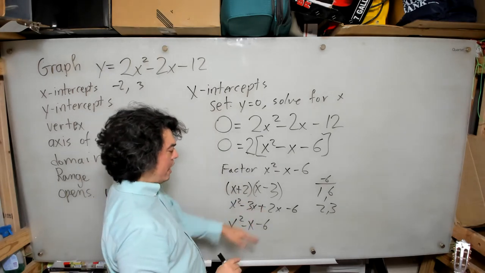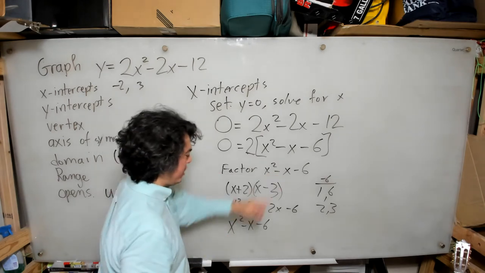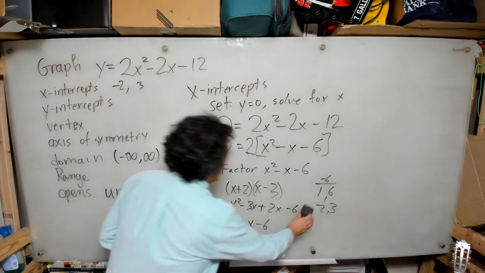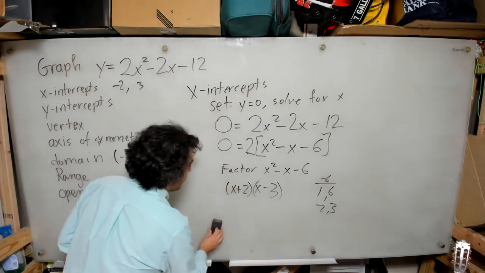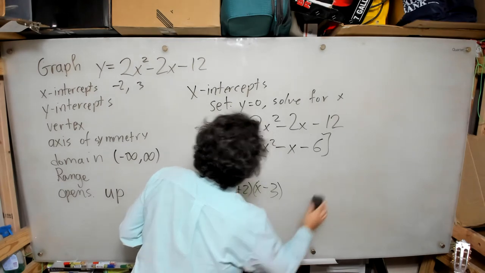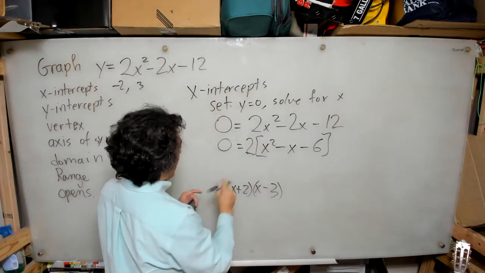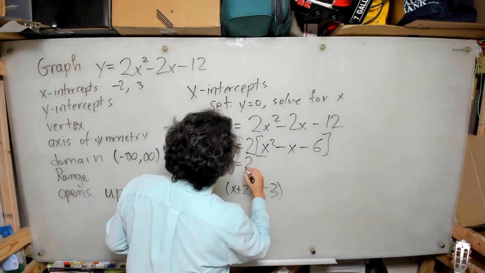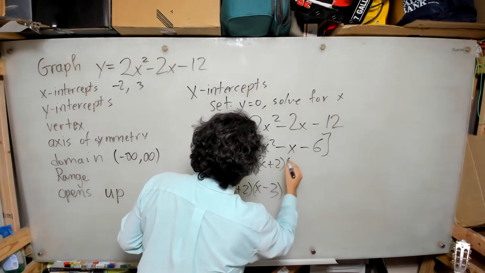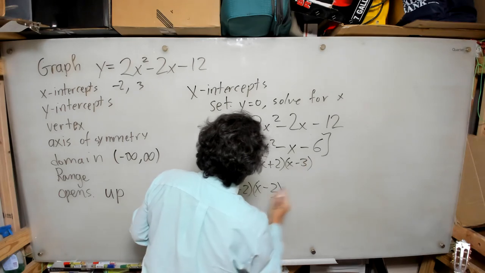By multiplying it out, I get this expression, so I know that this is in fact my factorization. So now check this out. The beautiful thing about this is that I can now rewrite this equation as 0 equals 2 times the factorization of this, which is x plus 2 times x minus 3, okay?